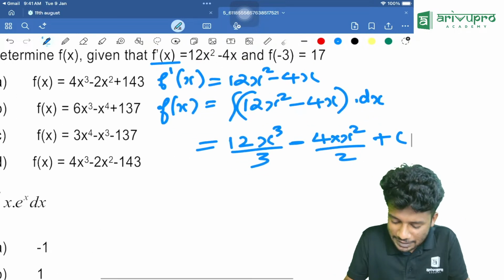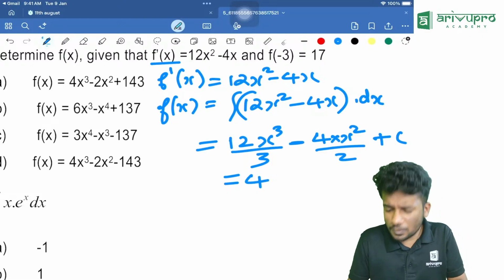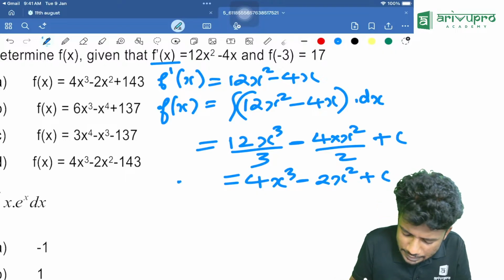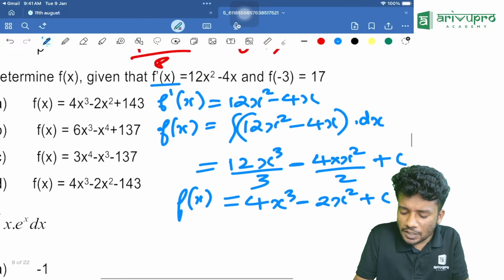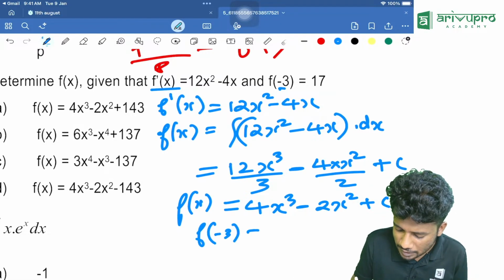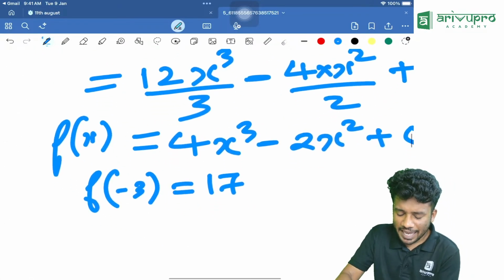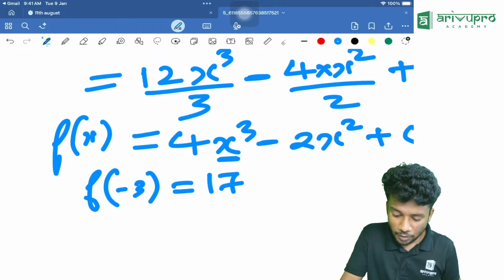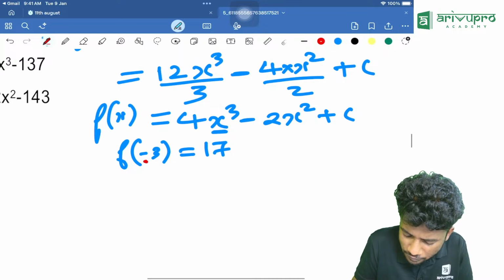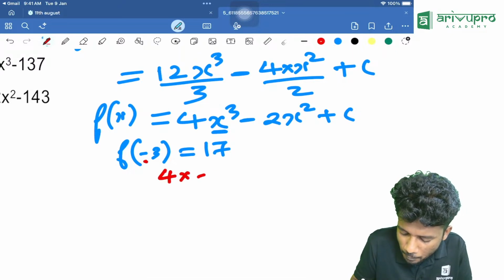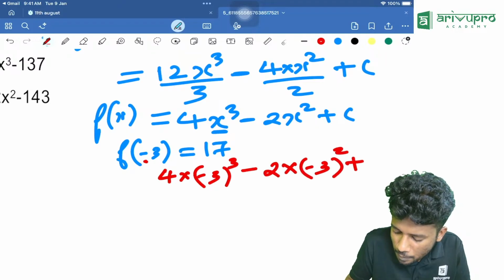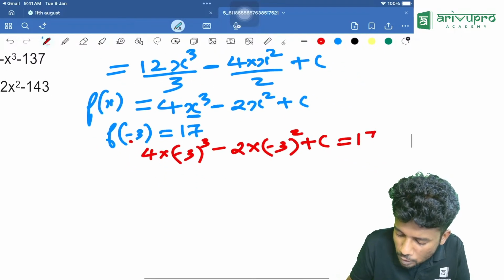Now we need to find the value of c. That is the catch over here. That means 12 by 3, 4. 12 by 3 is how much? 4. 4x cube minus 2x square plus c. That is the value of f of x. Now one more thing is given, that is f of minus 3 is given. That means I am going to substitute. F of minus 3 is equal to 17. Instead of x, we are going to put what? Minus 3 over there and find the value of c. Now people, substitute over there. Instead of x, you put minus 3. That means 4 into minus 3 the whole cube minus 2 into minus 3 the whole square plus c is equal to how much? Which is equal to 17.